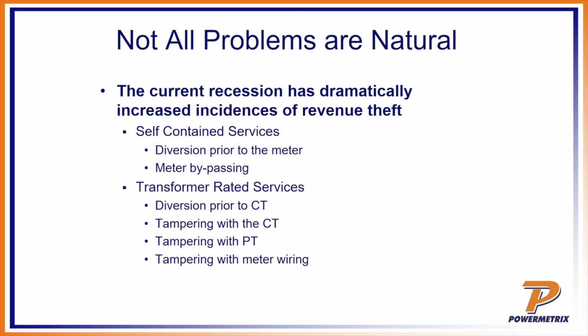Someone might put a knife blade and try to bypass the meter. So for self-contained services, what they're looking for is a diversion prior to the meter, or meter bypassing. For transformer rated services, there could be diversion prior to the CT, or tampering with the CT itself, tampering with the PT, or tampering with the meter wiring. So these are things, especially right now because of the COVID-19 situation, you really want to be on the lookout for. It's not going to be in the meter, it's going to be around the meter. They're trying to bypass the meter. They're trying to change what the meter sees, okay?